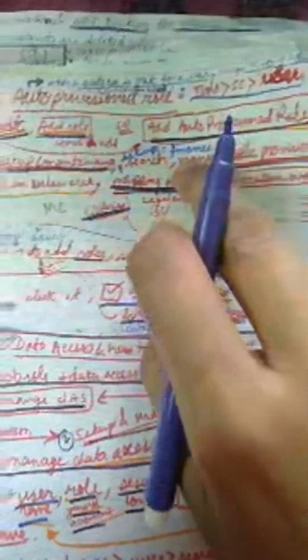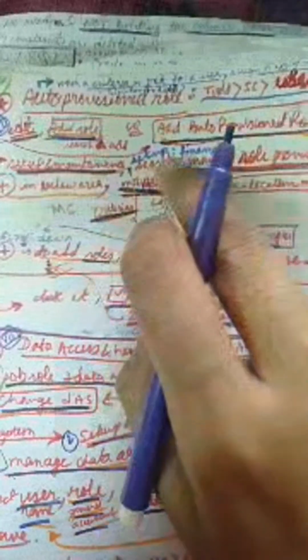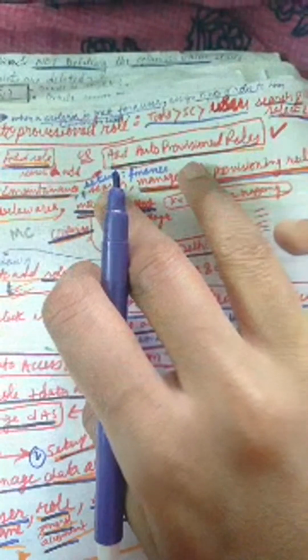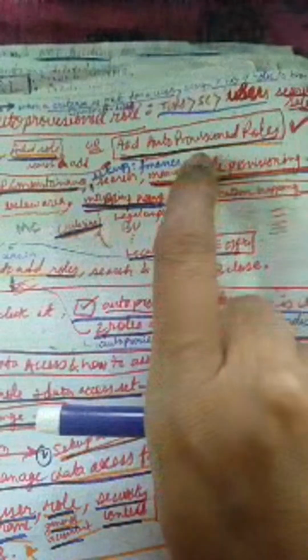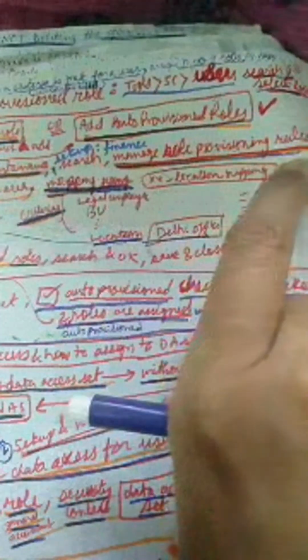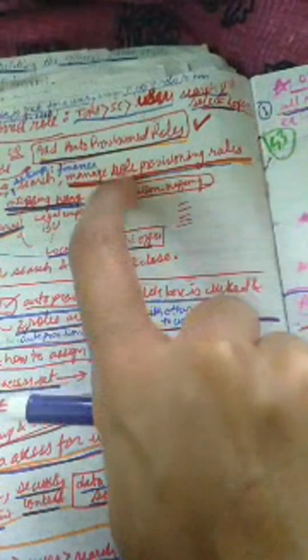If it's for CRM, we'll select CRM. If it's for HCM, we'll select HCM. So in setup and maintenance, we'll select setup finance. What I want to do is provide the auto provision roles to the users who satisfy a particular criteria. So we'll search for manage role provisioning rules, because this is the work that I need to do.